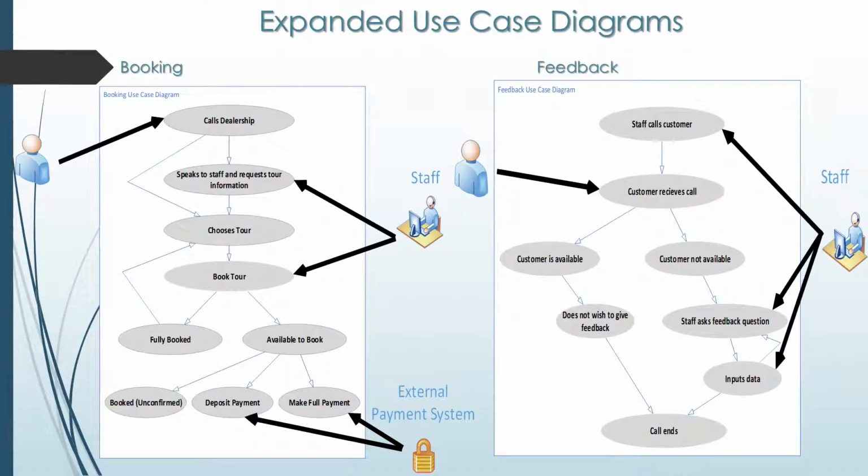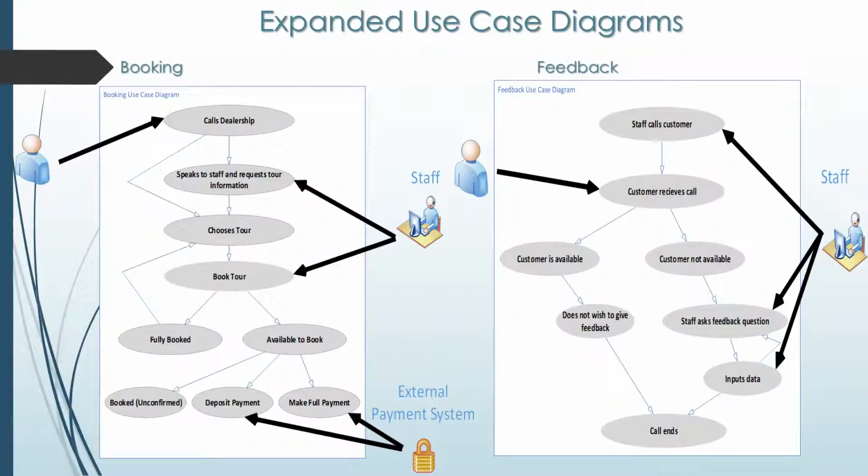Delving further into use case diagrams, the following screen shows two expanded use case diagrams for booking and feedback. On the left hand side we have the booking expanded use case diagram, which starts off with a customer calling the dealership. Then they're put through to the member of staff who handles their booking request by the process of choose tour. It's important to note that for this particular diagram we are making the assumption that the customer is already a registered customer, meaning all their details are on the system and their identity as the caller they say they are has been confirmed by the member of staff over the phone prior to this.